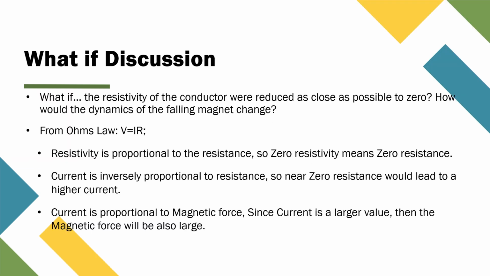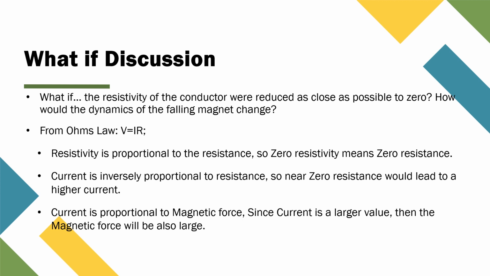So answering the what-if discussion questions: what if the resistivity of the conductor was reduced as close as possible to 0? How would this affect the dynamics of the falling magnet? So using Ohm's law, we can see resistivity is proportional to the resistance. So 0 resistivity means 0 resistance. Current is inversely proportional to resistance, so a near 0 resistance would lead to a higher current. So having a higher current, it would mean a larger magnetic force, since the current is proportional to the magnetic force.